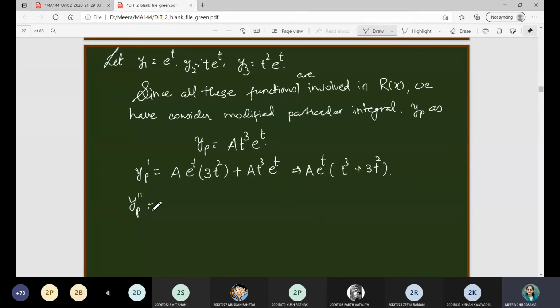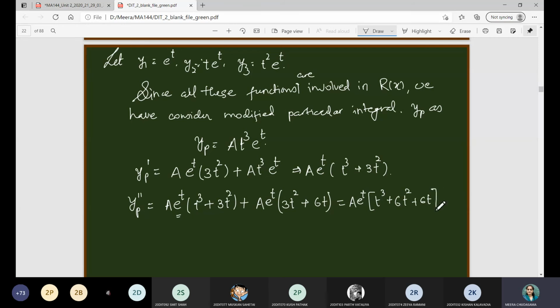So yp double dash, so here a e raised to t and bracket as it is, that is t cube plus 3t square, derivative of e raised to t I have considered over here, plus a into e raised to t as it is and the derivative of it, so it is 3t square plus 6t. So you can see that again a into e raised to t is common, and let us simplify the terms. So it is t cube plus 3t square plus 3t square, so it is 6t square plus 6t, right?